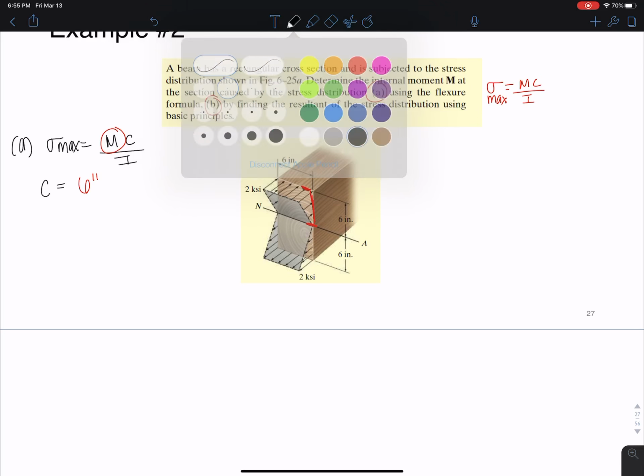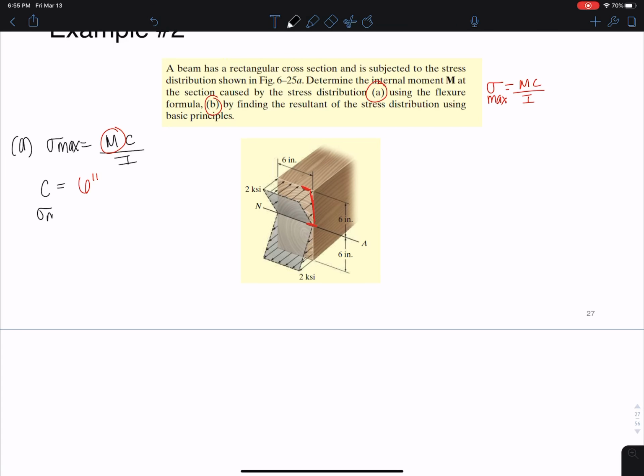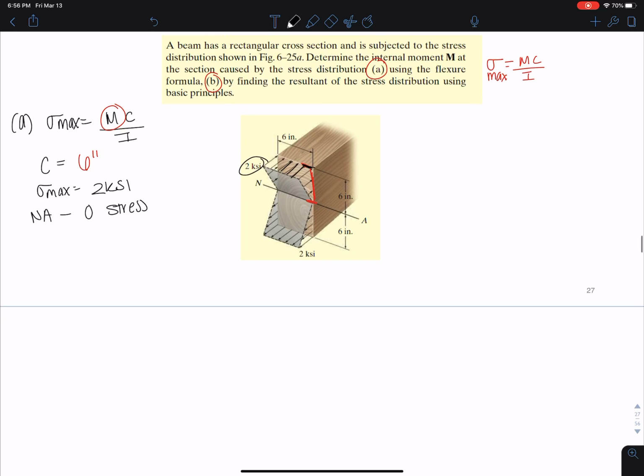Okay, and our sigma max is the value of sigma at that point. So if we come back to this point, what's the value of sigma here? It's given as 2 ksi. And the neutral axis, just to remember, that's the whole axis of zero stress. And the moment of inertia for a rectangular cross section like the one shown is 1/12 bh cubed.